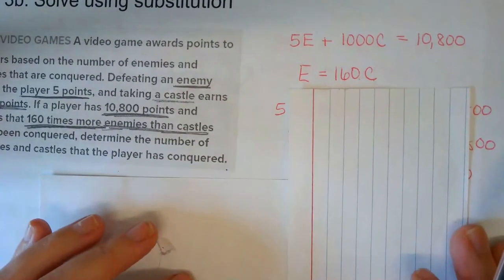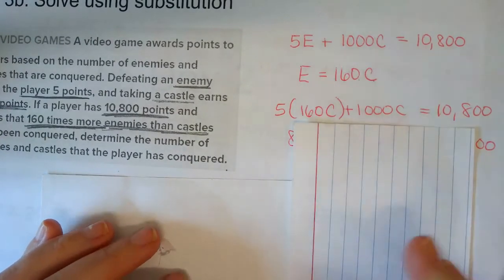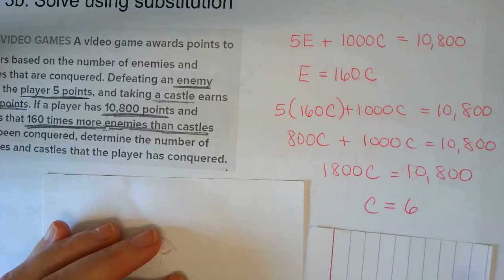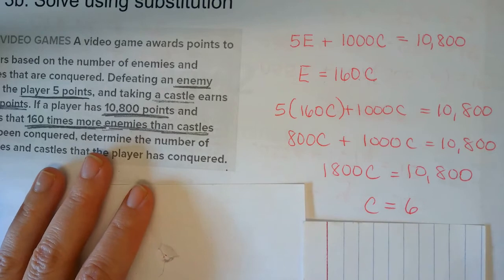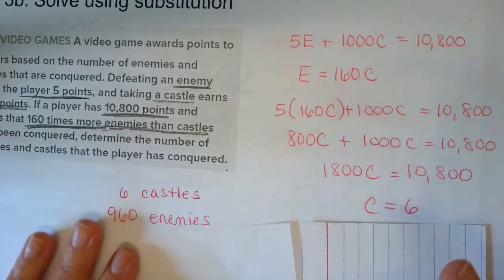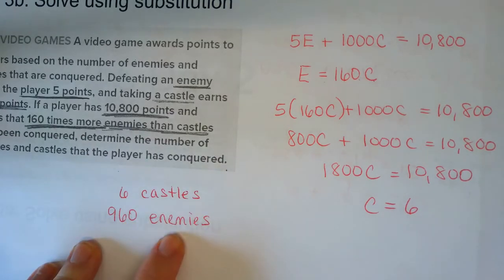So I would use substitution. This one is already solved for E, so I can substitute it in there. And then I can combine my like terms, and then divide. So this is saying that I could have 6 castles. And then if I plug it back into one of my equations, you would end up finding 960 enemies.